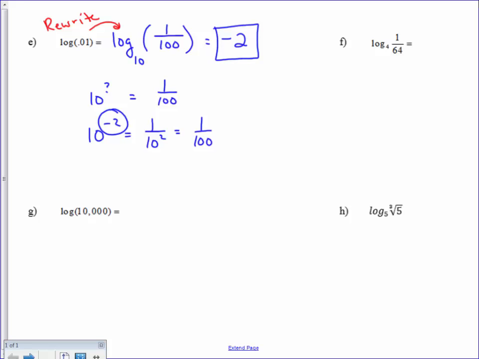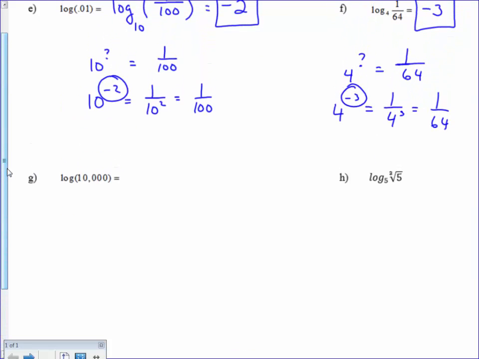Next problem over is very similar. Okay, we have a 1/n type of argument. So basically here we're saying 4 to what power would give me 1/64? Well, we know because it's a 1 over, the power is going to be negative. And so what you can think is, 4 to what power would get me to 64? Well, 4 to the third is 64, but it would have to be negative. So 4 to the -3 we know is 1/4 to the third, which would be 1/64. So the answer is -3.